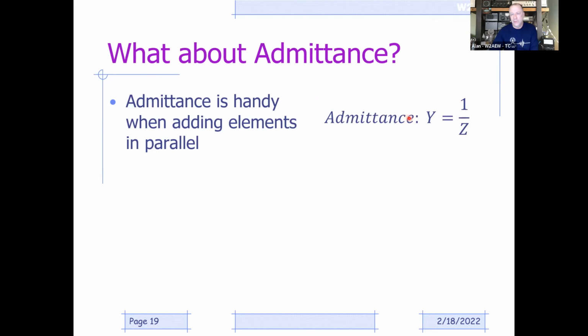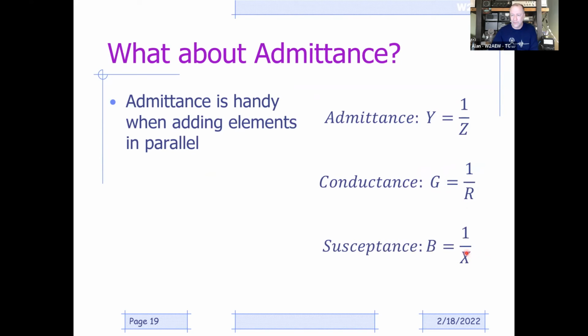So the admittance is really just 1 over the complex impedance. Considering each component itself, if we just have pure resistance, then 1 over resistance is something we call conductance. And if we just had a pure reactance, a pure X, then 1 over that would be the susceptance.